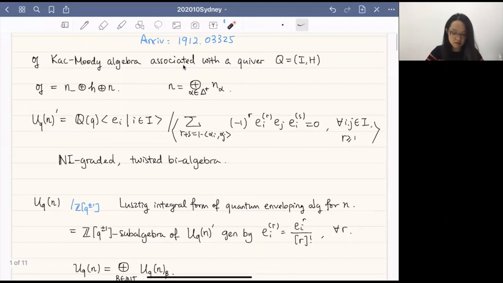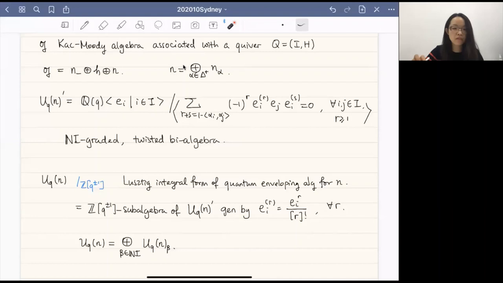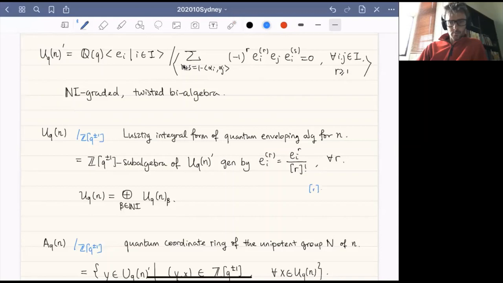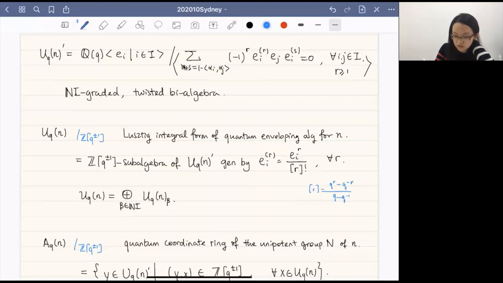Okay. So the point is that we consider two integral forms inside this U_q(n) prime. Both of them are defined over the ring of integers Z adjoined with q plus minus one. What I denote by U_q(n) is the so-called Lusztig integral form for the quantum enveloping algebra of n. This is the Z[q^{±1}] subalgebra of U_q(n) prime, which is generated by the divided powers of the E_i's. This is the definition of the divided power here. Here [r] is the quantum number, q^r minus q^{-r} over q minus q inverse, and this is like the factorial.